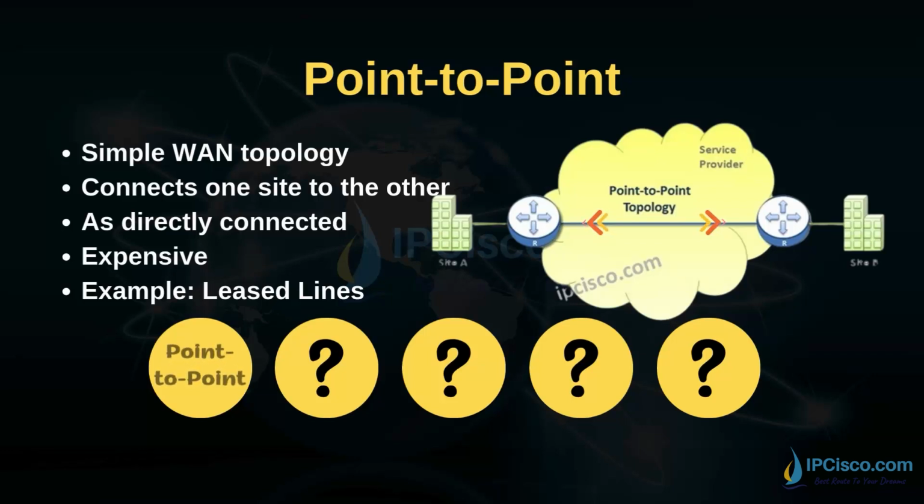A point-to-point connection connects one site to another site as if they are directly connected. This WAN connection type is an expensive solution because you are giving a private link to this one connection. Leased lines are a good example of the point-to-point WAN topology.